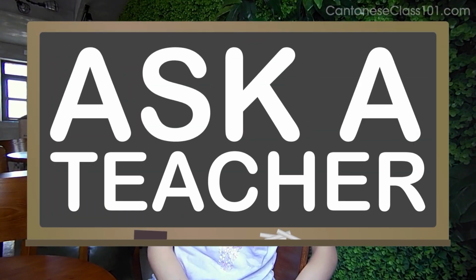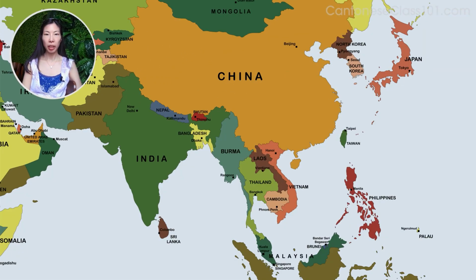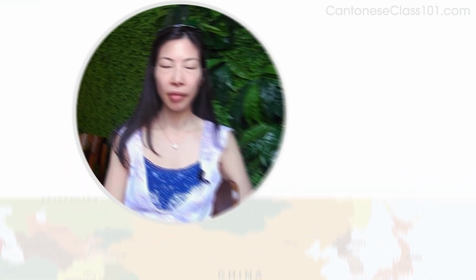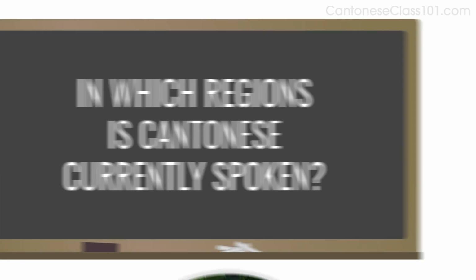Hi everybody, Olivia here. Welcome to Ask a Teacher, where I'll answer some of your most common Cantonese questions. The question for this lesson is, where is Cantonese spoken? Cantonese is the oldest language and the most popular Chinese dialect spoken in Guangdong, Hong Kong, Macau, and some neighboring areas around the eastern part of Guangxi. Let's get into more details. In which regions is Cantonese currently spoken?